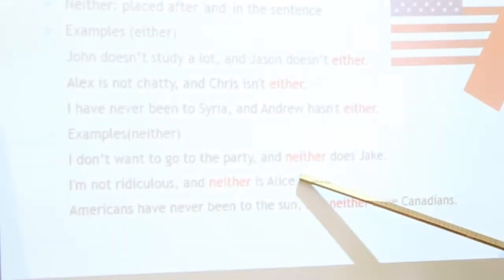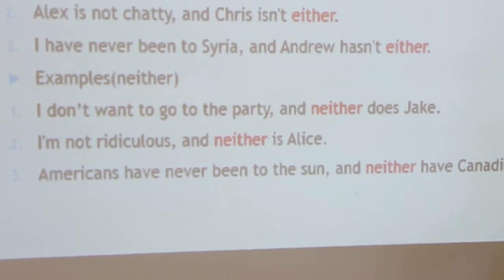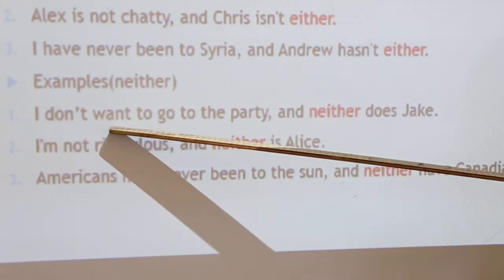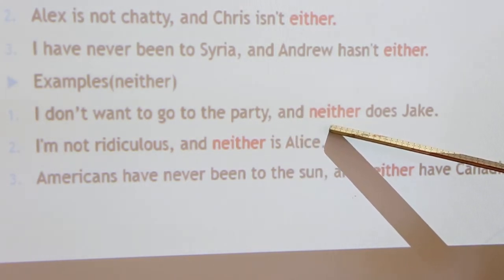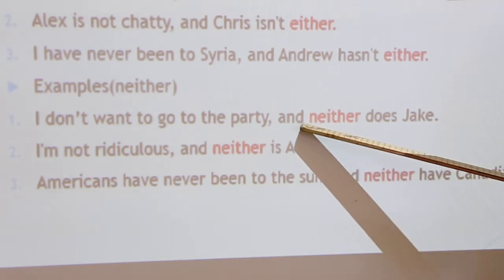Lastly, we use neither the same as so in negative sentences. If we use neither in the sentence, it means agreement too. In this sentence, I don't want to go to the party and neither does Shriek. I use neither instead of either and the order of words is changed. Here, it's negative, so I use neither. Also, if here is neither, then we don't need to put not again in the second sentence.